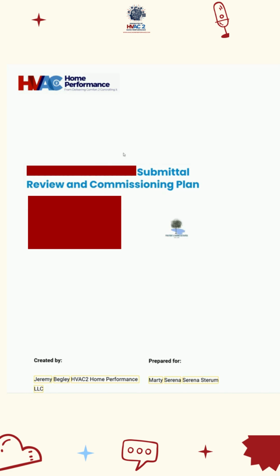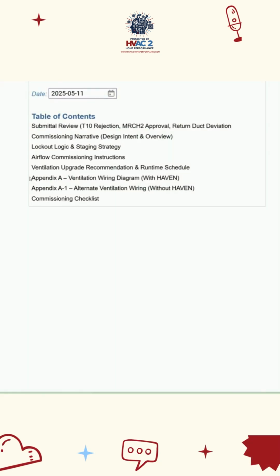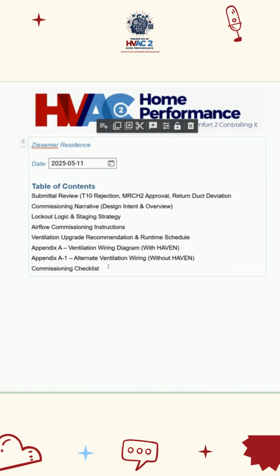So there is a formal process known as construction administration. In the commercial world, you don't see it as much unless it's really a system wiring diagram and an alternate wiring diagram, if they're not going to use Haven, as we recommend in this round of documentation. And then lastly, the commissioning checklist.